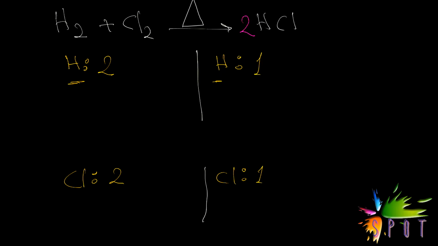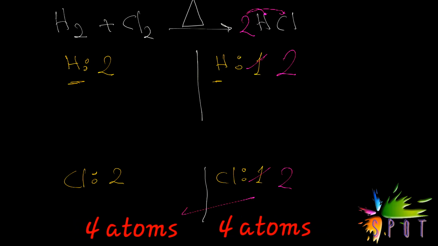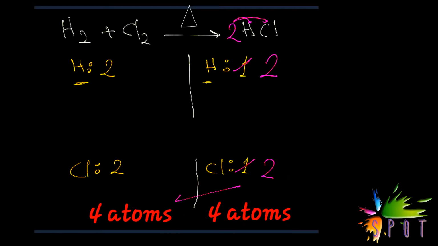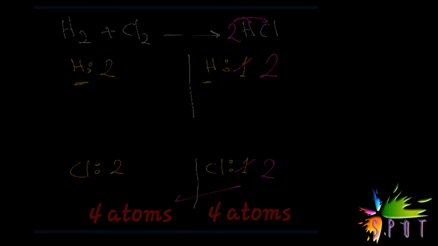By adding number 2 before hydrogen chloride, and then counting the atoms again, number 2 here before HCl made the number of hydrogen atoms in the right side equal to 2 and also the number of chlorine atoms equal to 2. Finally, the equation is balanced. The total number of atoms in the left side is 4, which is equivalent to the total number of atoms in the right side.